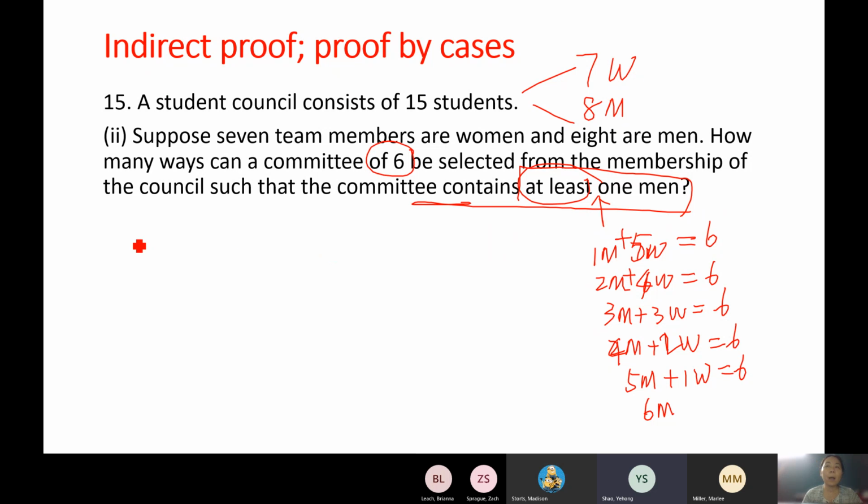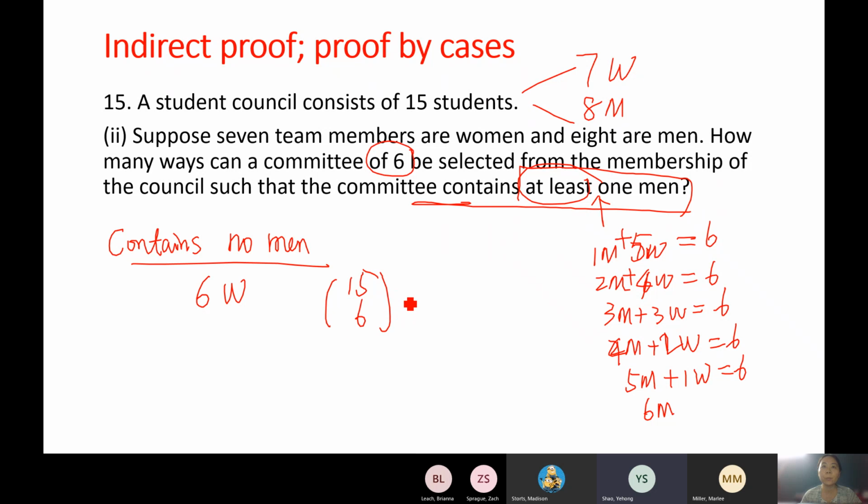How about we find how many ways such that the committee contains no man? Contains no man, that means all the members we selected are all 6 women. And that's similar to question 1. So you have 15 students, choose 6 women. I'm sorry, not 15. You have how many women? Because we want to choose 6 women, which means these 6 women have to come from the 8 women we have. So it's going to be 8 choose 6.